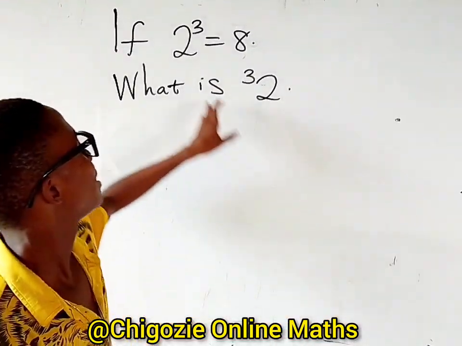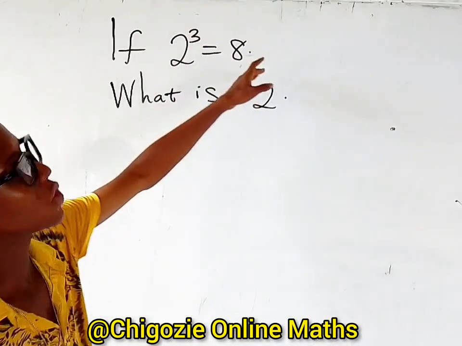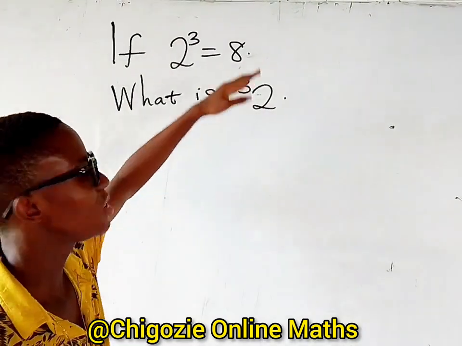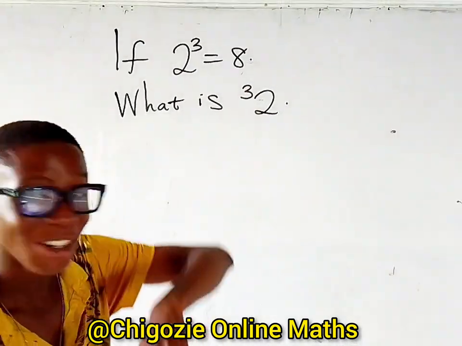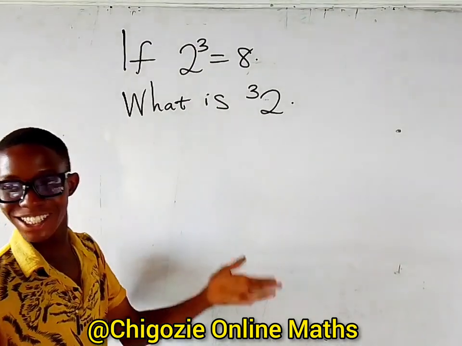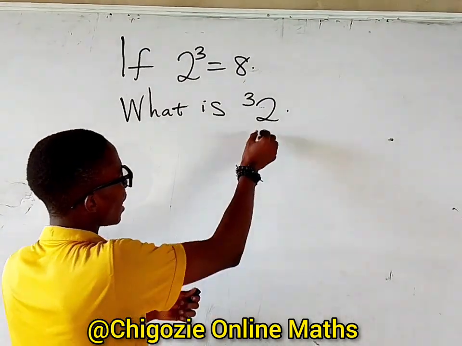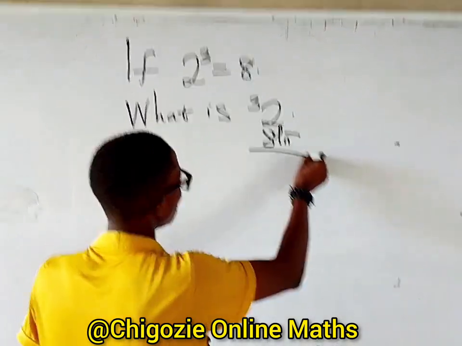Now let's solve this. If 2 raised to power 3 is equal to 8, what is 2 tetration 3? Now it is very simple, you understand? First of all, write your solution.